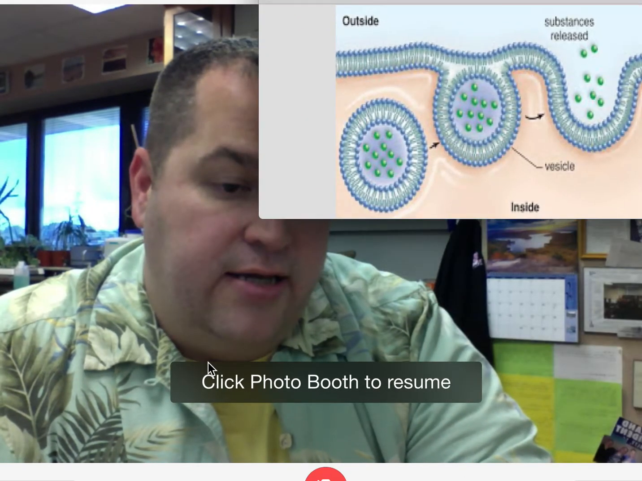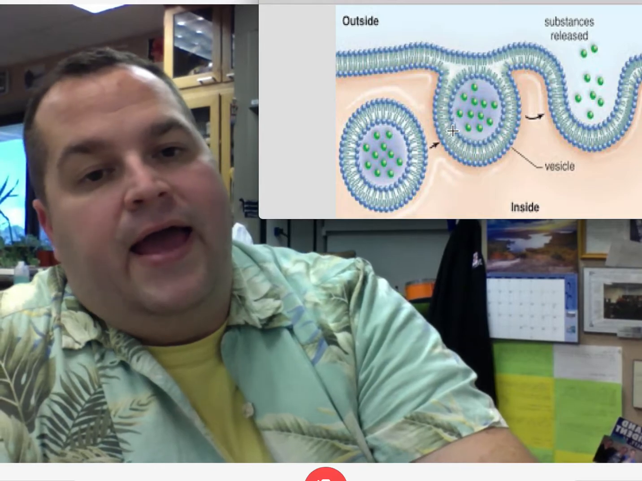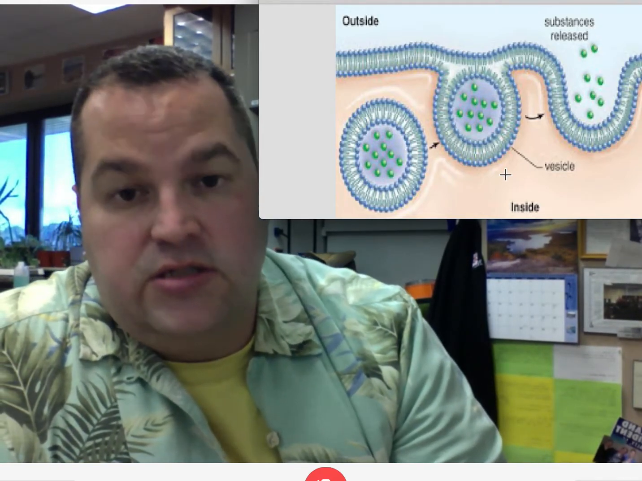Now, exocytosis would probably look something like this. See how we have this vesicle here? And that thing is going to go to the edge, and it's just going to spit it out. That's exocytosis, is spitting it out.